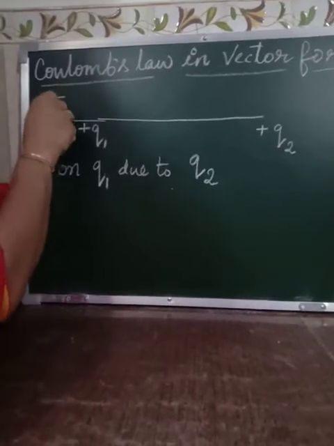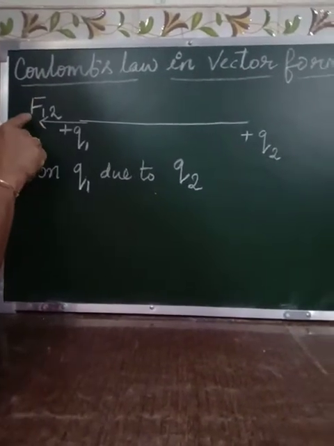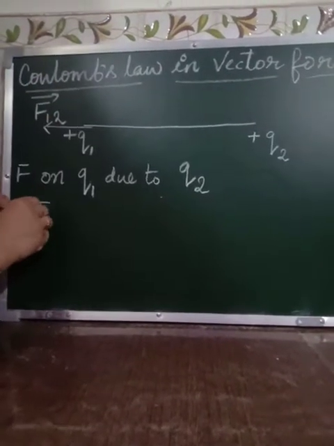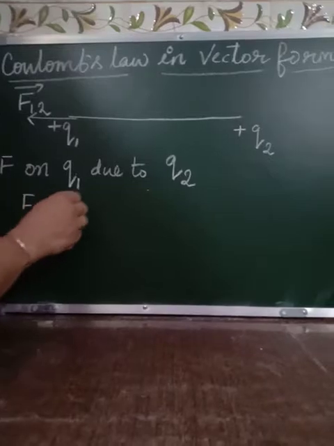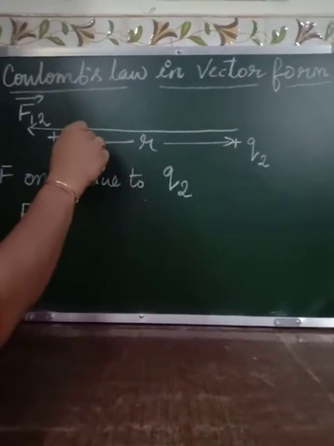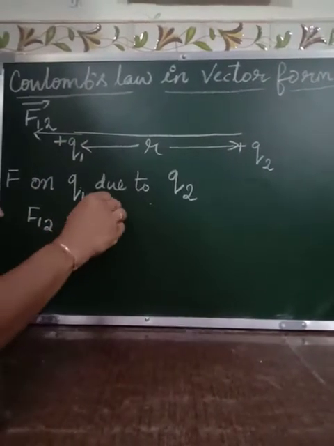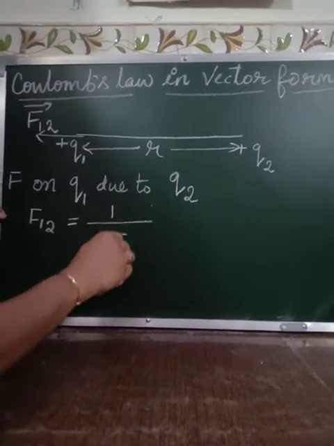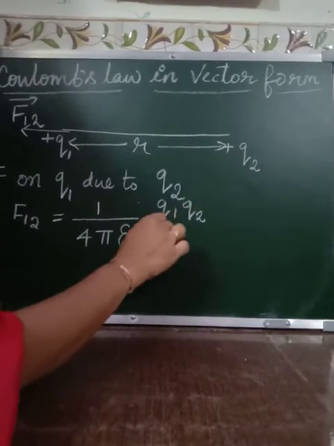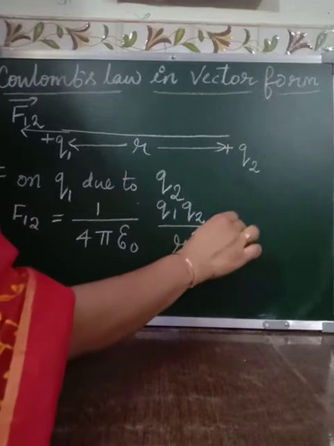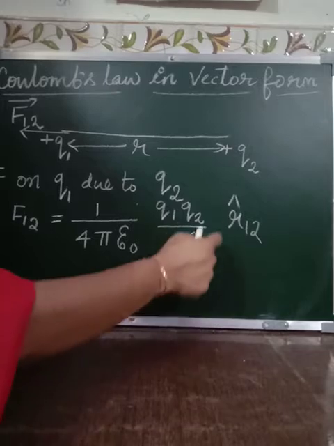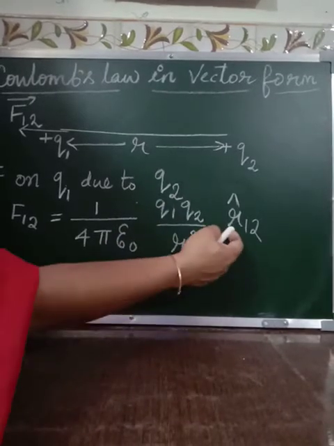We can express it as F12. That means force on first charge due to the second charge. We can write it as F12 is equal to, first of all, its magnitude, distance between these two charges, that is R. So F12 is equal to 1 upon 4 pi epsilon naught Q1 Q2 upon R square and unit vector R12. Because we know that here there is no vector quantities, so we are putting the unit vector.